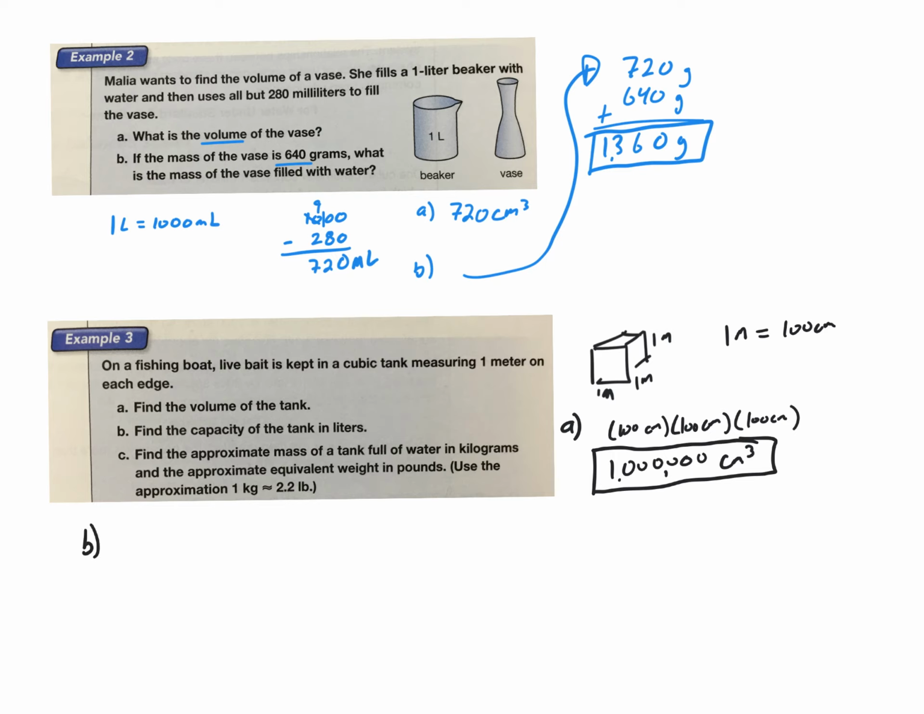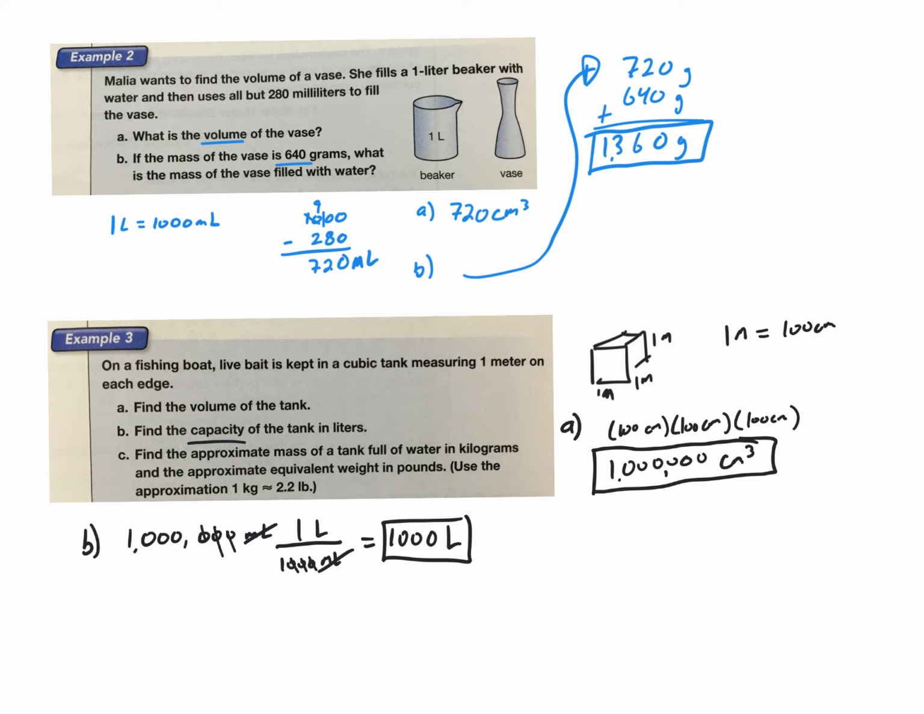For part B, it says now find the capacity. Okay, but it doesn't ask for it in milliliters, it asks for it in liters. So this is how many milliliters it is. So we just need to convert that. Remember, we have 1,000 milliliters per 1 liter. So I'm crossing off 1, 2, 3 zeros. So this would be 1,000 liters because the milliliters and the milliliters reduce. So that is part B.